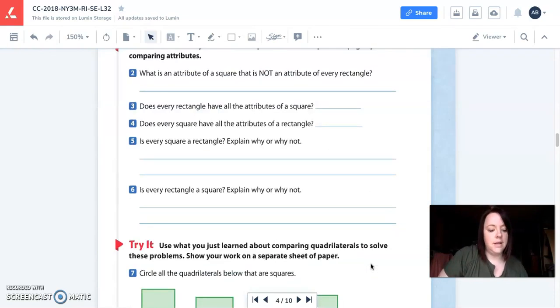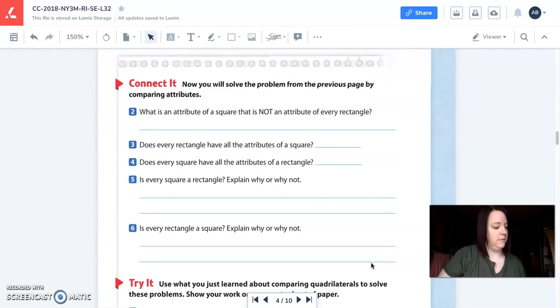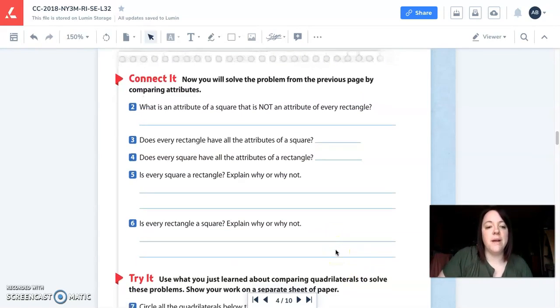All right. Now we are moving on to connecting. Connect it. Now you will solve the problem from the previous page by comparing attributes. What is an attribute of a square that is not an attribute of every rectangle? So think of a square. What does a square have that a rectangle doesn't? If you said 4 equal sides, you are correct. So we are going to put 4 equal sides. I'm going to put slash 4 sides that are the same length. That way it kind of means the same thing, but just in case.